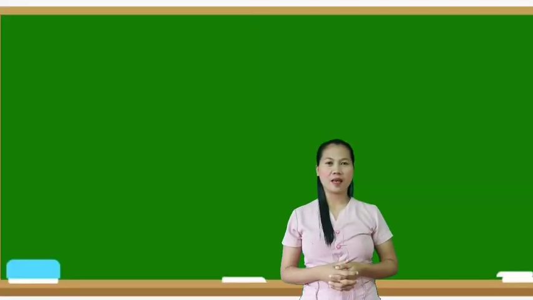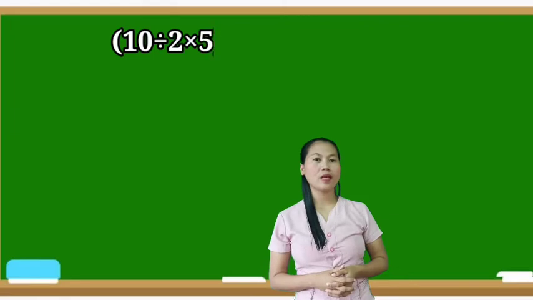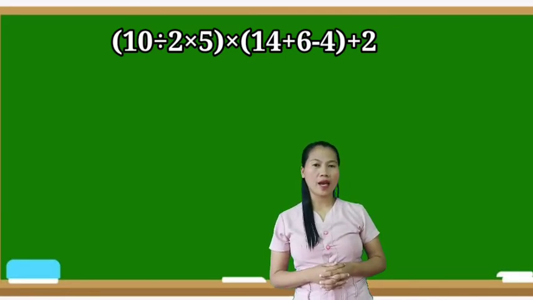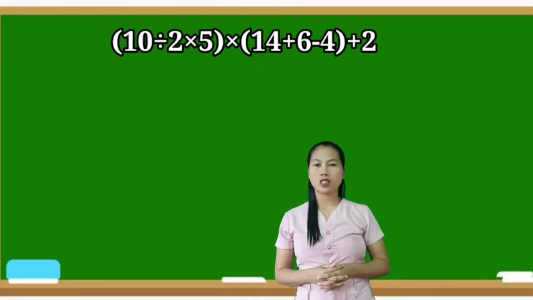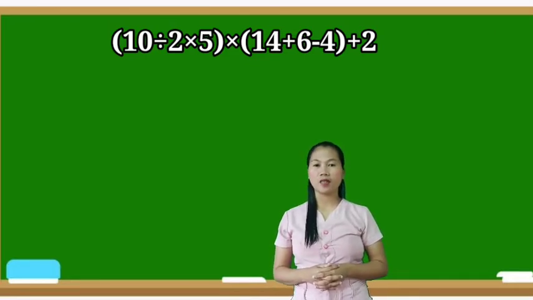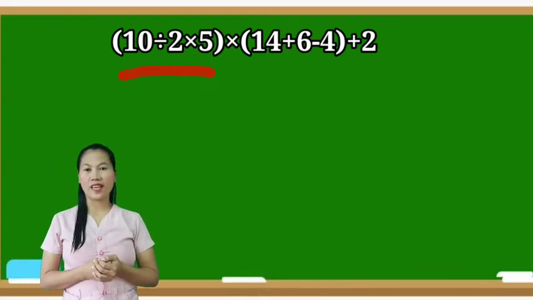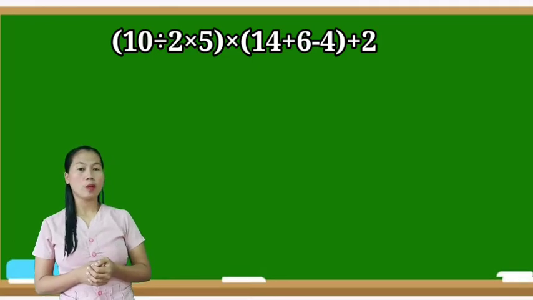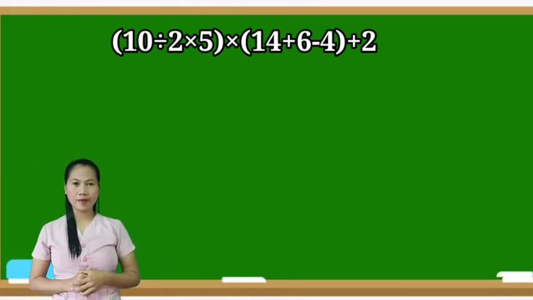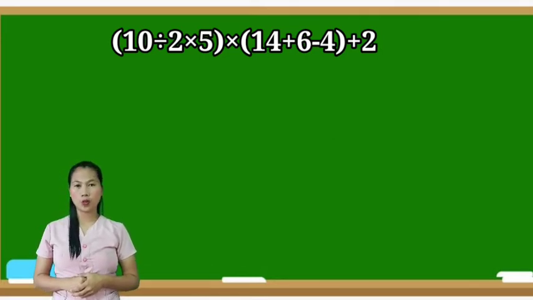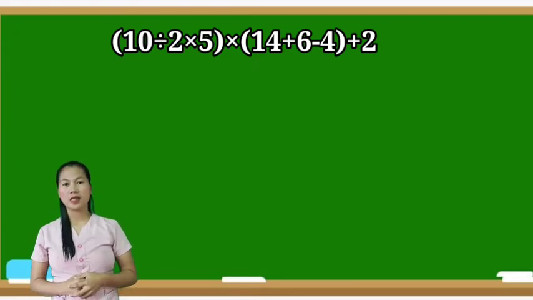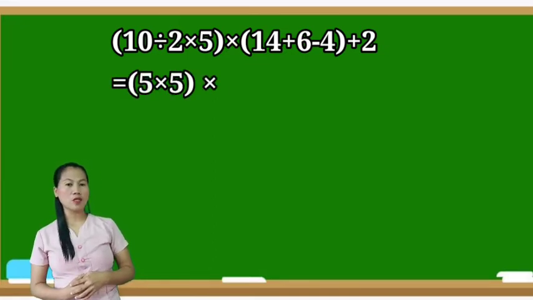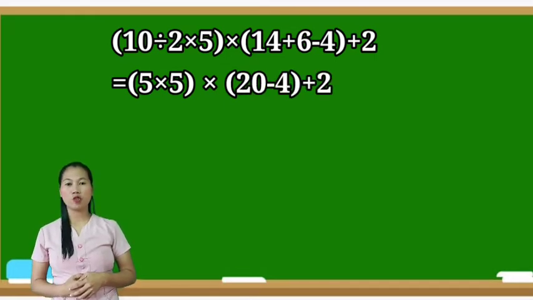Also, consider these examples. 10 divided by 2 times 5 times 14 plus 6 minus 4 plus 2. Since there is a series of operations involved, we will apply PMDAS or GMDAS rule in simplifying this expression. Thus, we start from the expression inside the parentheses, and these are 10 divided by 2 times 5 and 14 plus 6 minus 4. Since there are also operations inside the parentheses, we will also apply the rule. Solve the expression inside the two parentheses. Divide 10 by 2 and add 14 and 6. 5 times 5 times 20 minus 4 plus 2. Multiply 5 by 5 and subtract 4 from 20.